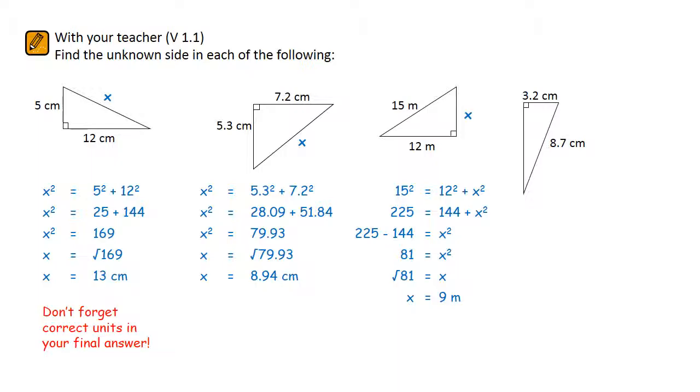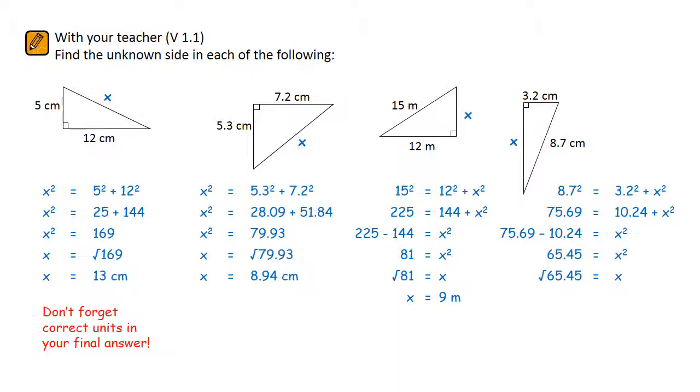In the last example, again, the side that we are trying to find is not the hypotenuse. But we'll start off by saying the hypotenuse squared is equal to the sum of the other two sides squared. 8.7 squared equals 3.2 squared plus x squared. Square out the numbers. Take 10.24 away from both sides of the equation, and we'll have x squared. Then take the square root to find out x. x is equal to 8.09 centimetres.